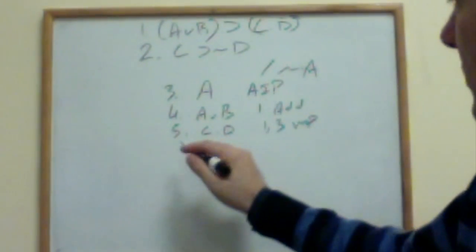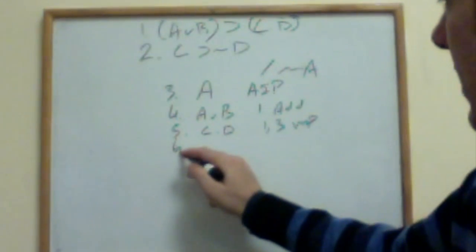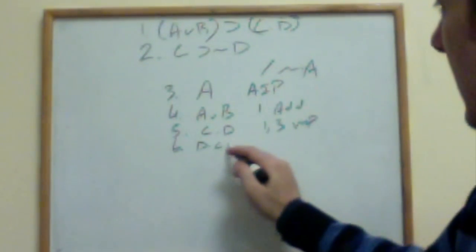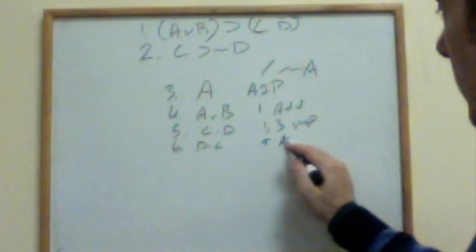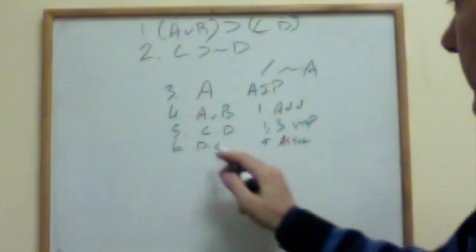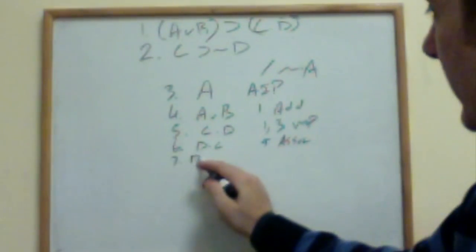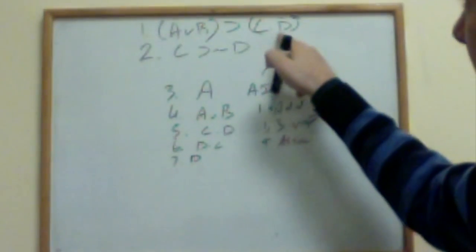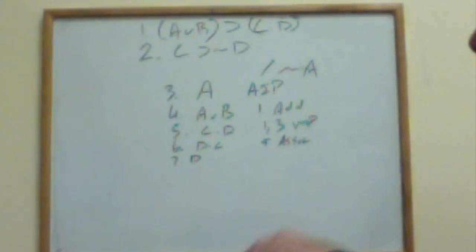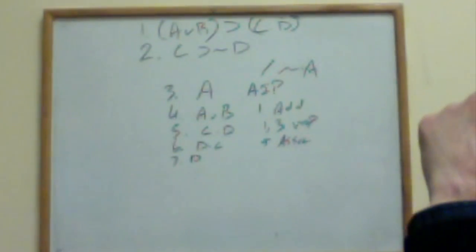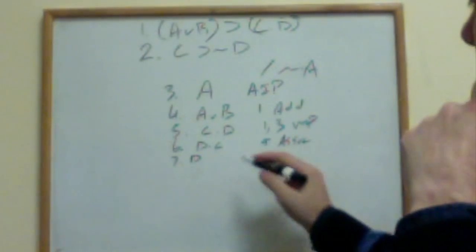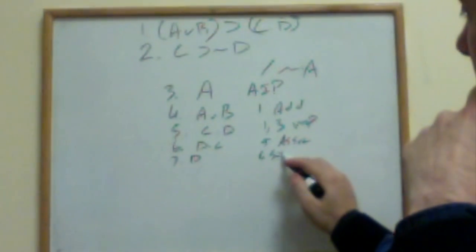So now, of course, we have to switch this. So let's go ahead and do that. We can write D dot C. Got that from line 5 by associativity. Now we can simplify. Line 7, we simplify. And we're doing that because we see that's the way that we're going to get our contradiction here. So now we have D. We got that from line 6 by simplification.